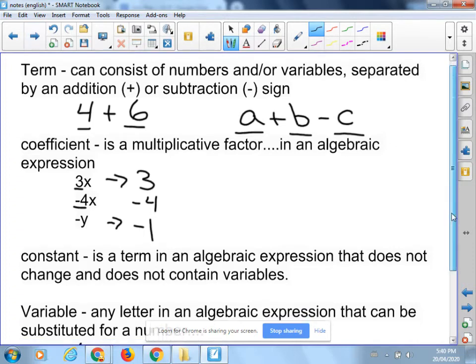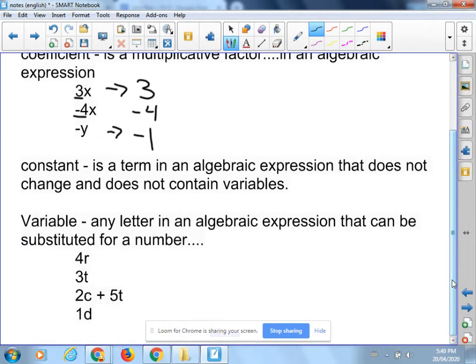Next word that you guys need to remember is a constant. A constant is a term in an algebraic equation, or expression, that does not change and does not contain variables. So if I had something like 2a plus 4, the 4 is a constant. I know what its value is. It's not changing. It is simply +4.